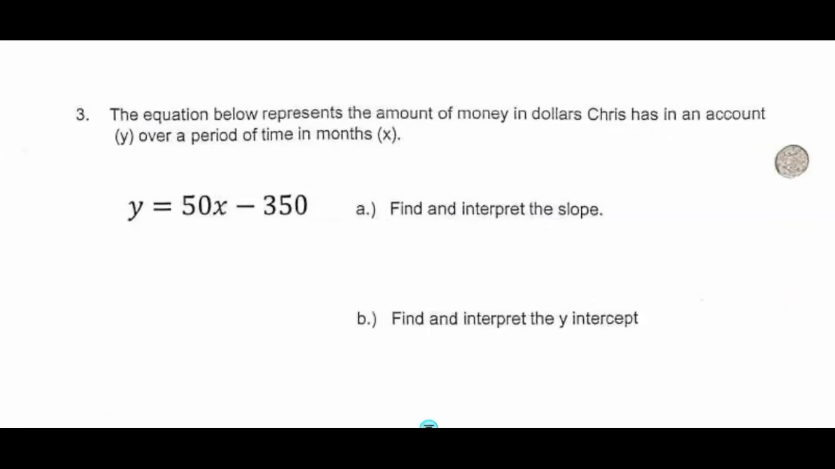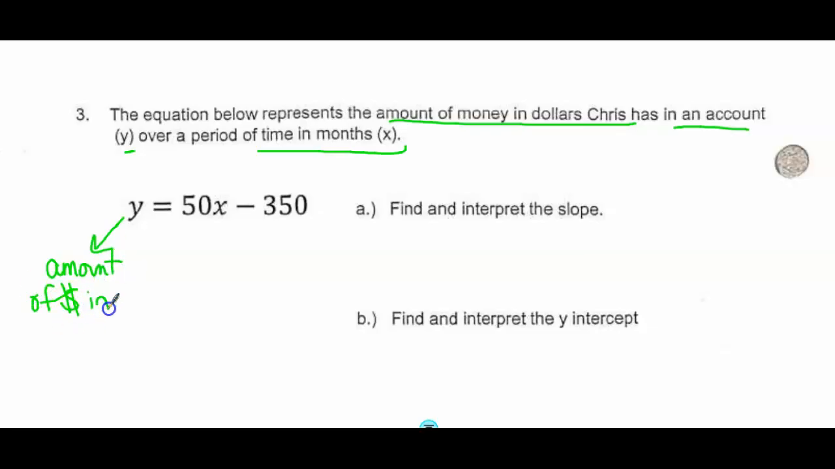It says the equation below represents the amount of money in dollars Chris has in account Y over a period of time in months X. So the first thing I would say is interpret what this Y is. That's the amount of money Chris has in an account. And the X is time in months. And if you look at that equation, it's in slope-intercept form, which is y equals mx plus b.